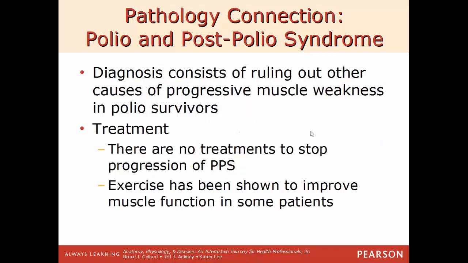The diagnosis really consists of ruling out other causes of progressive muscle weakness in polio survivors. You can't always assume it is going to be PPS. As for treatment, there's no way to stop the progression of PPS. There are ways you can help to improve the muscle function, such as exercise.